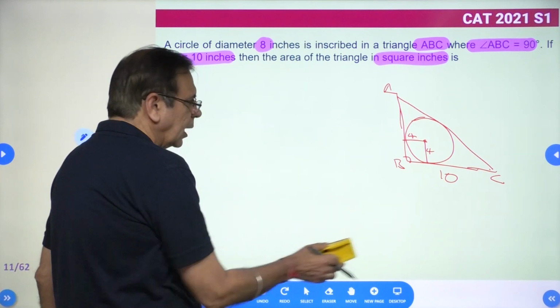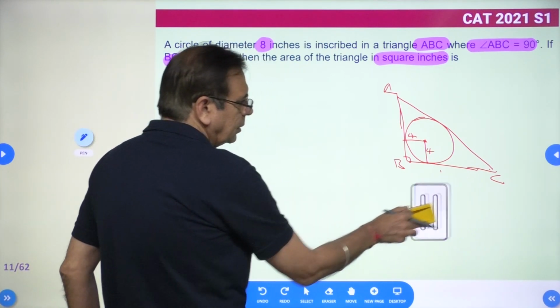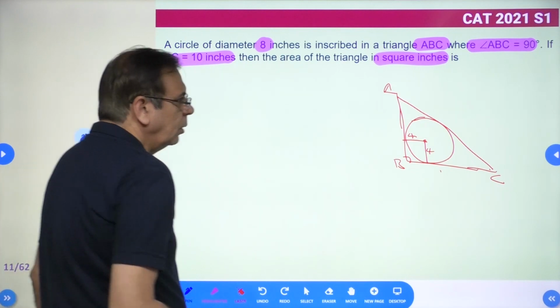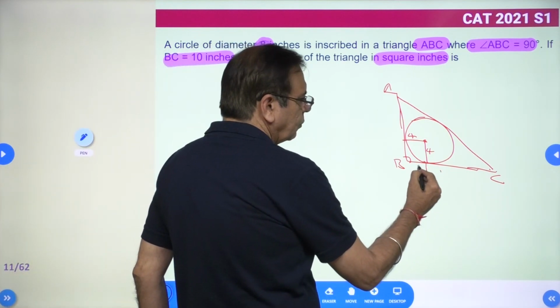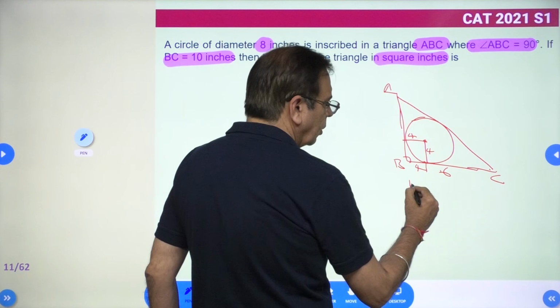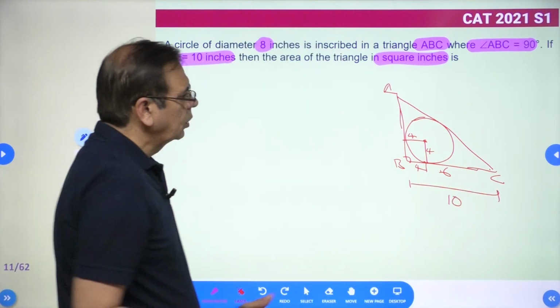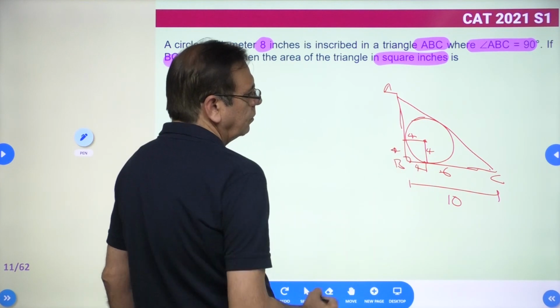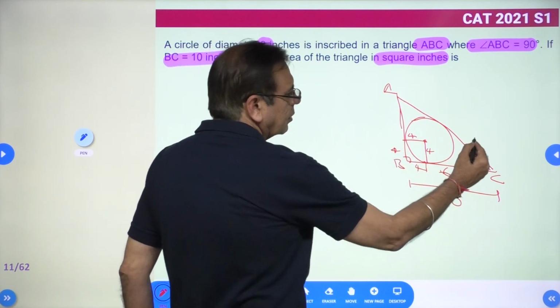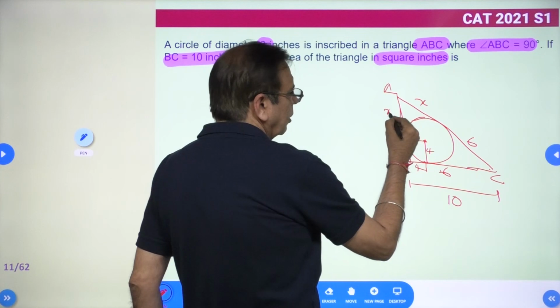Let us make this a little easier for ourselves. Let us look at this further. If this is 4, this will be 6 because the total has to be 10. So, this will also be 4. And if this is 6, this will also be 6, and this will be x and this will be x.